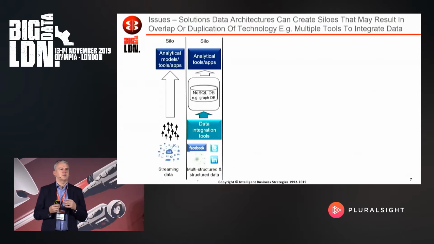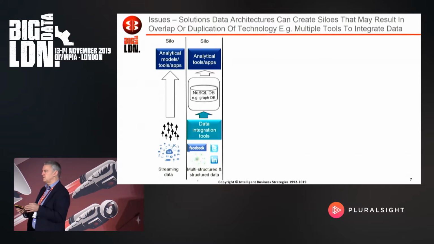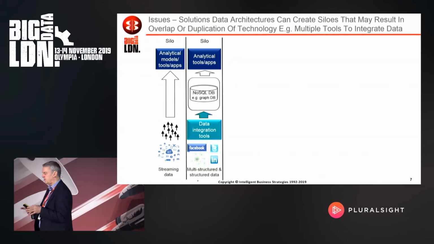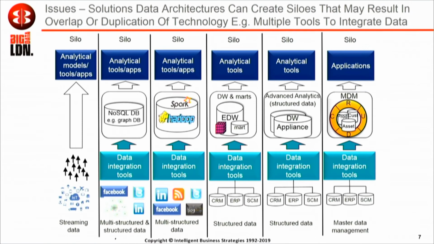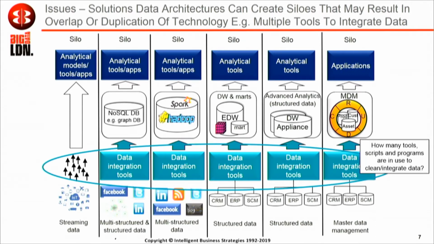But I think for most of us, we're building these as silos today. And I think for me, that means we're not running particularly efficiently. If you look at the green boxes across the bottom, I think, well, how many tools and scripts and code is out there in whatever language across your organization where people are trying to clean and integrate data? And I'm sure it's more than one. It's going to be multiple.